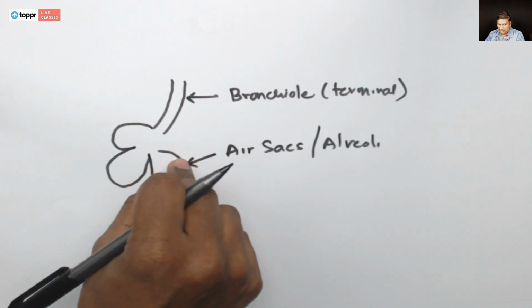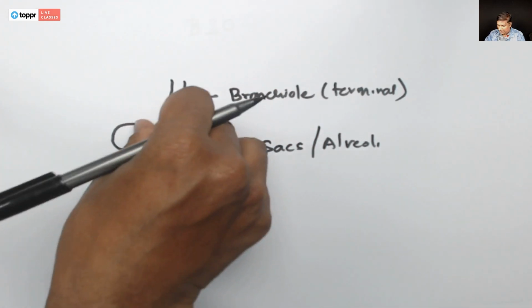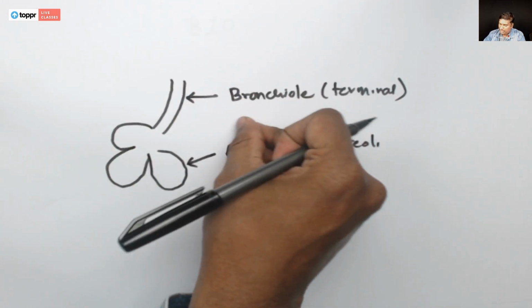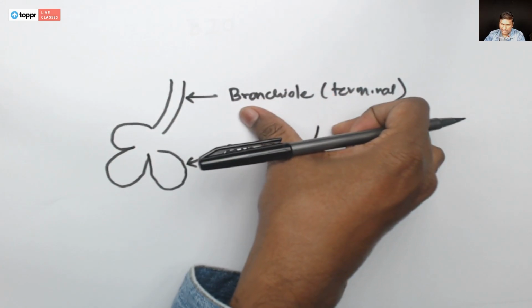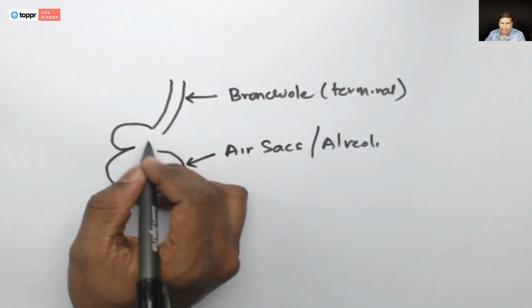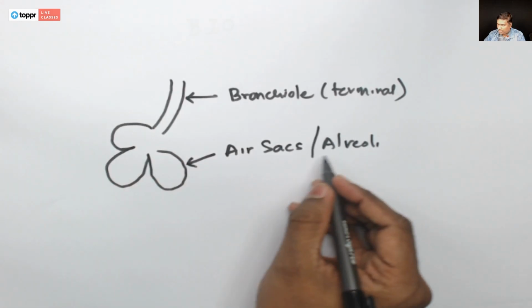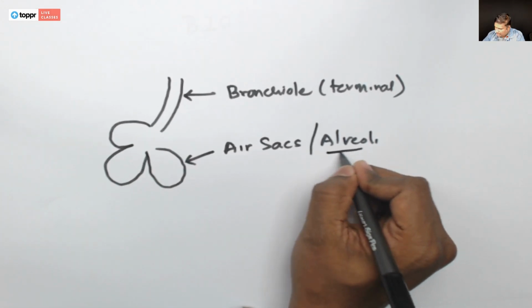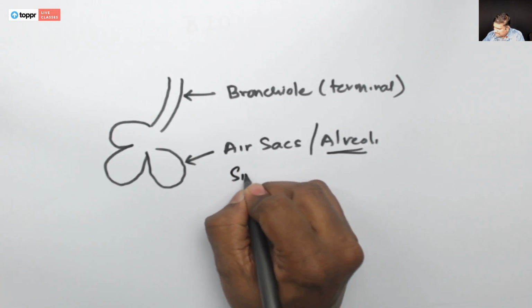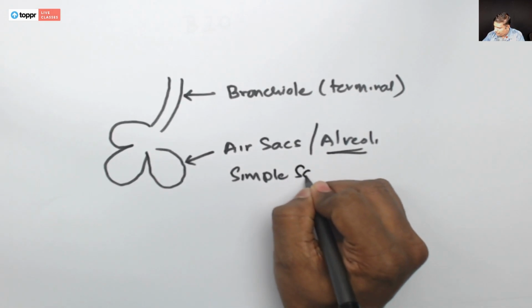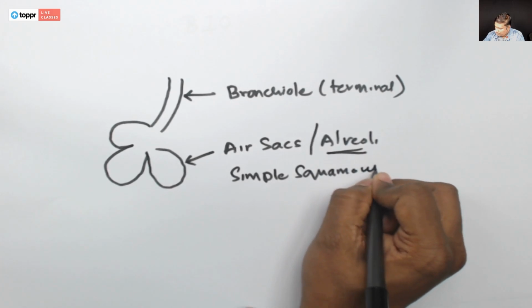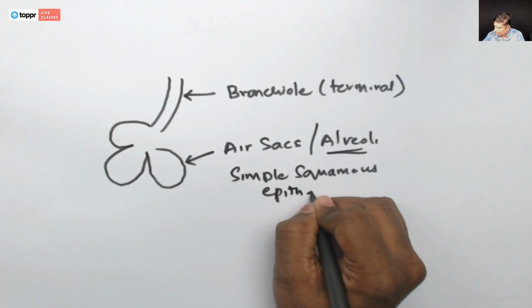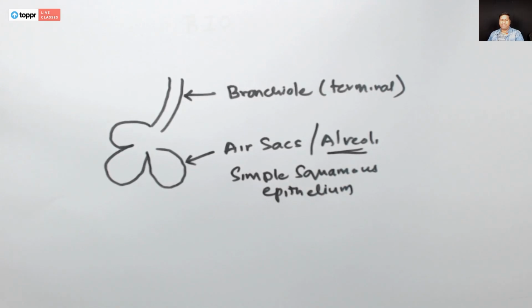Okay, that is the last branch, and the alveoli are obviously the last component of your lungs. Just before that you have your bronchioles, terminal bronchioles. The terminal bronchioles end in many sac-like structures which we call the alveoli. Now these alveoli are actually made up of simple squamous epithelium.